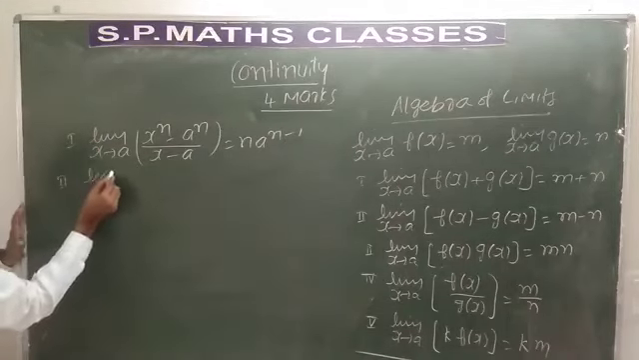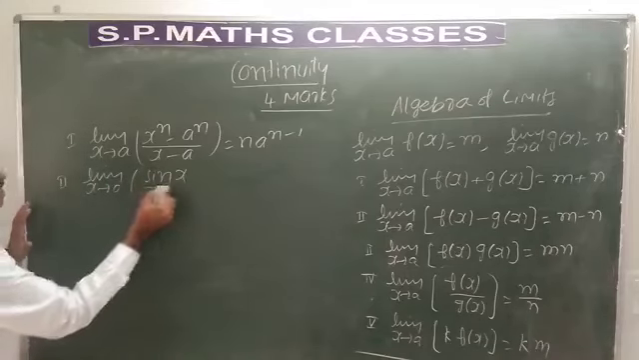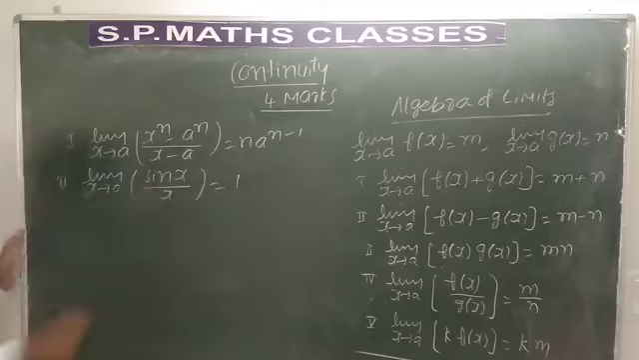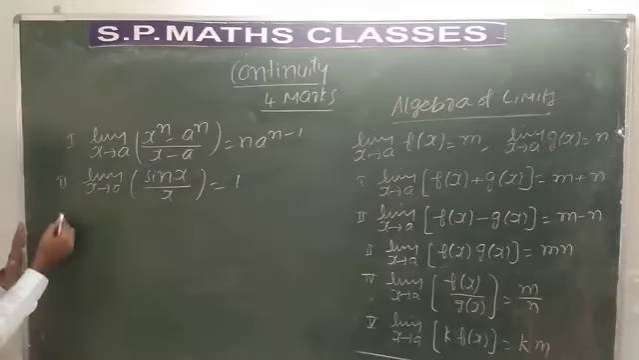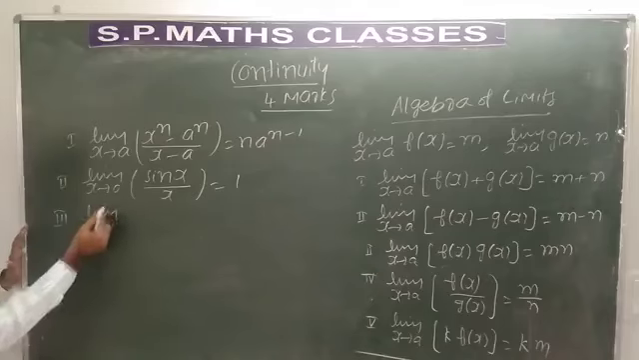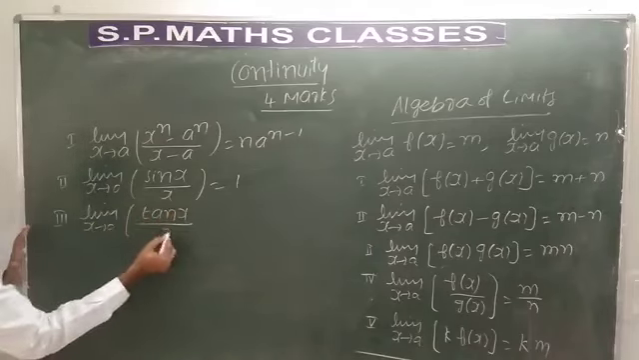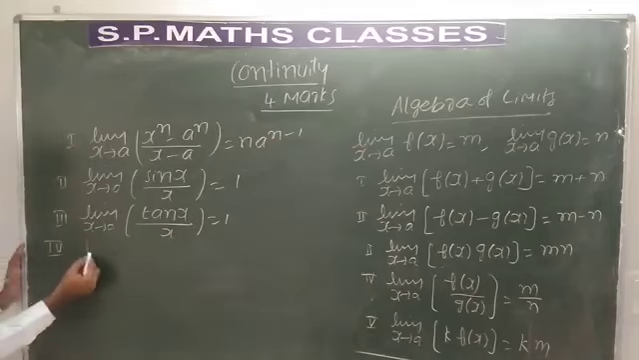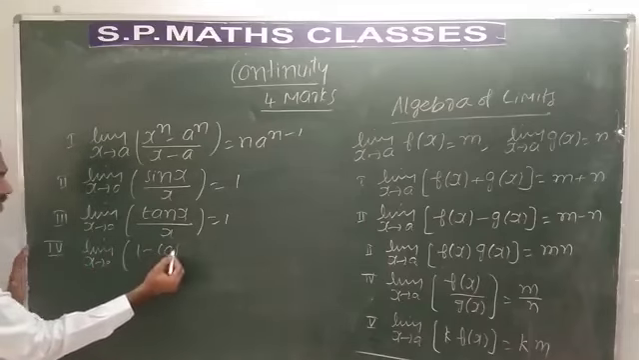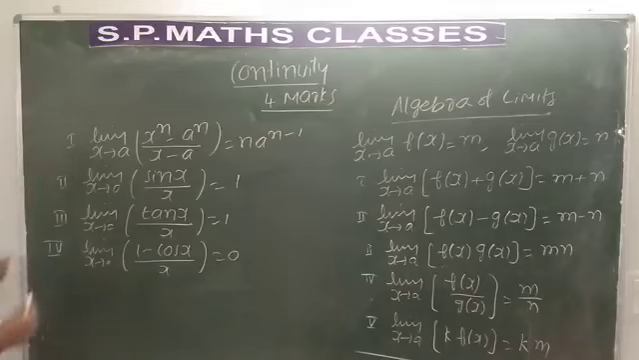Second one, limit as x extends to 0, sin x divided by x. It's always equal to 1. You know this formula, we have proved this using the sandwich theorem. And the third one, limit as x extends to 0, tan x divided by x. This is also equal to 1. Then the fourth one, limit as x extends to 0, 1 minus cos x divided by x. That's equal to 0. We have proved this.